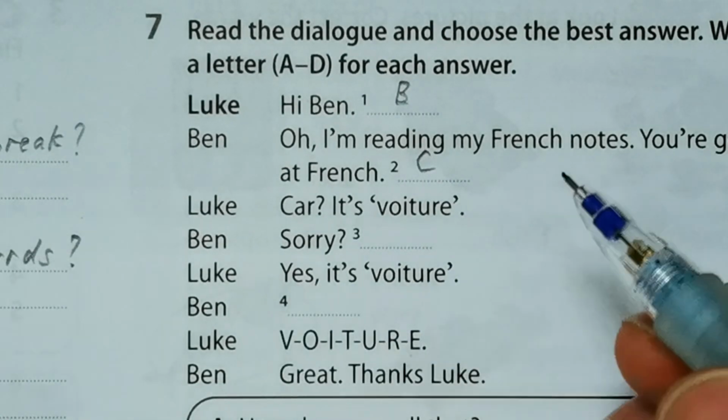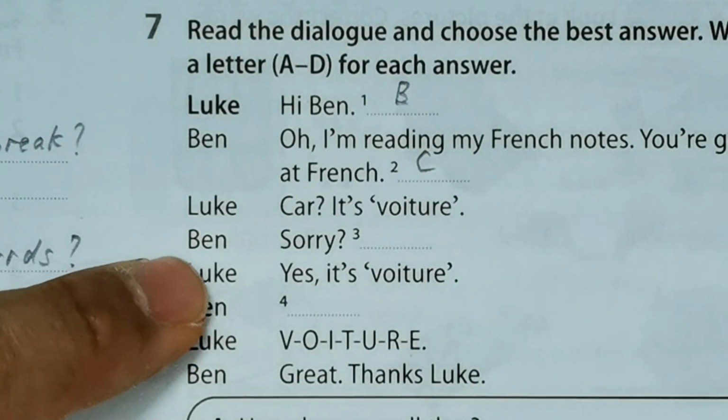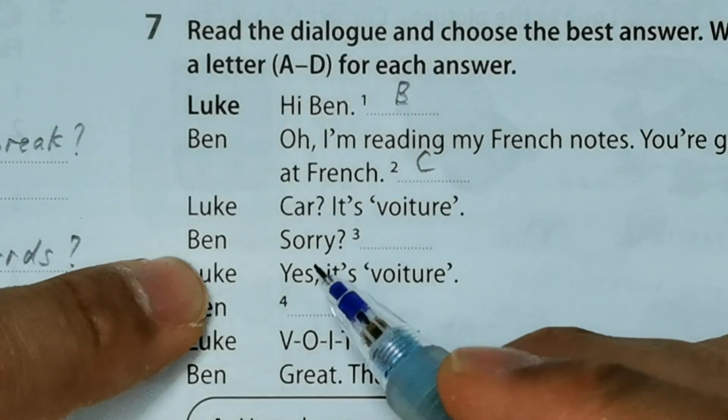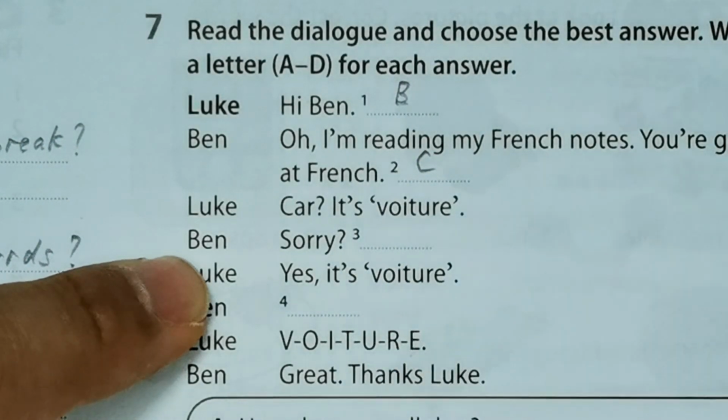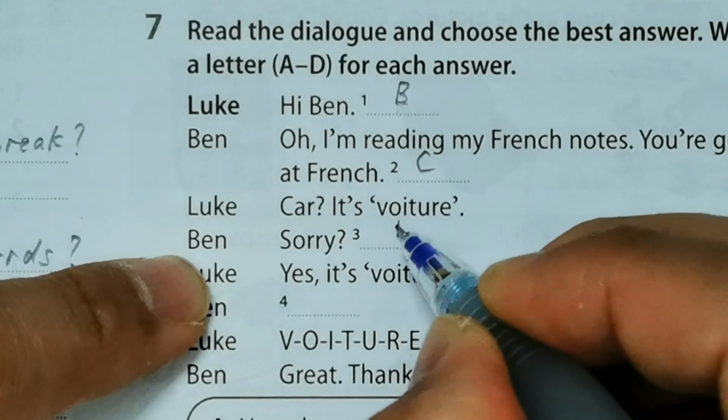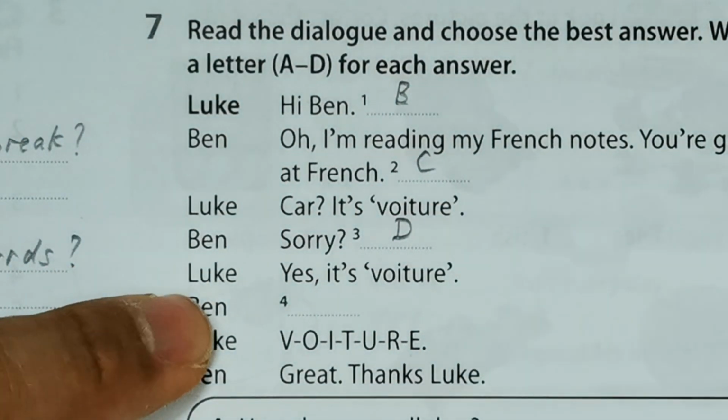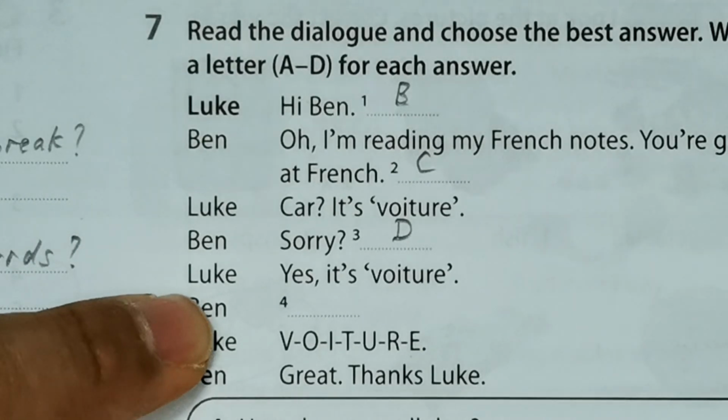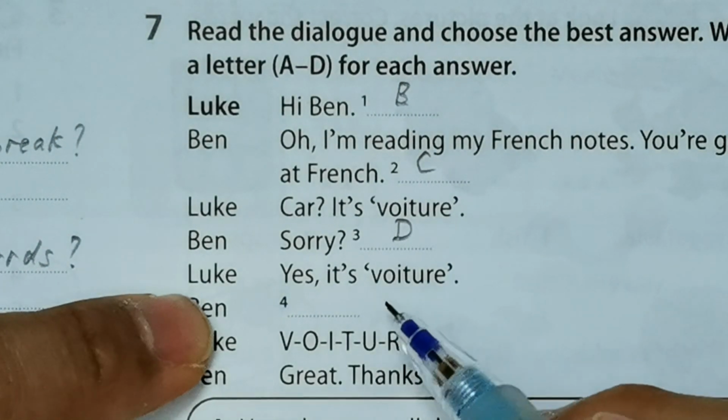Okay, Ben say sorry. So number 3. So we have, can you say that again please? So because maybe Ben didn't hear it clearly. So sorry, can you say that again please? So for D. And then yes, it's voiture. So yes is voiture.